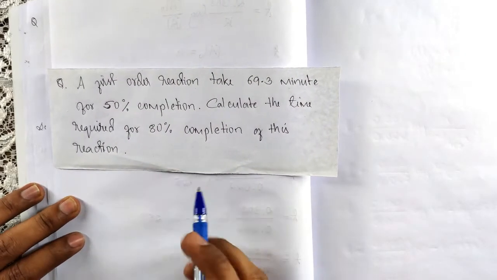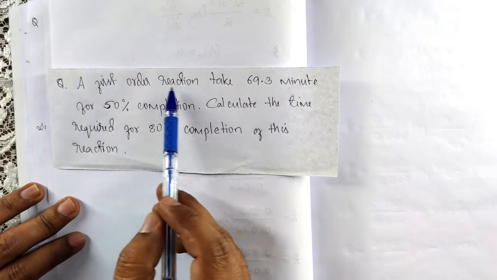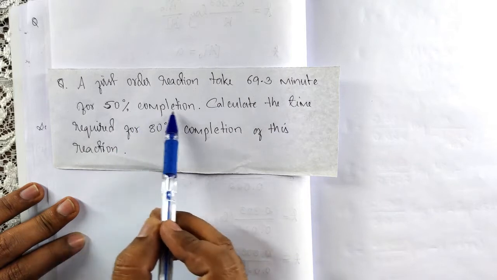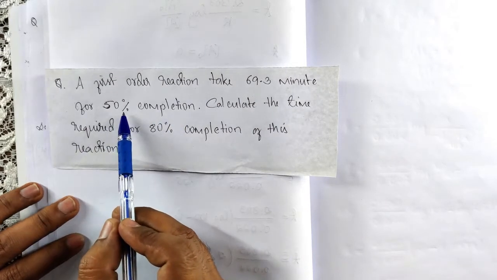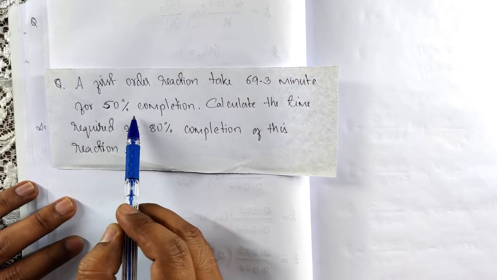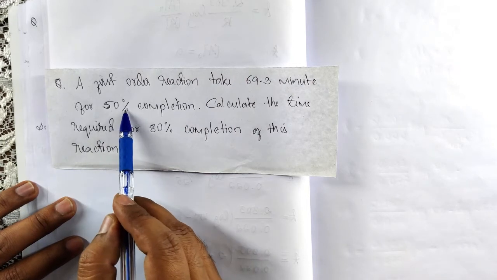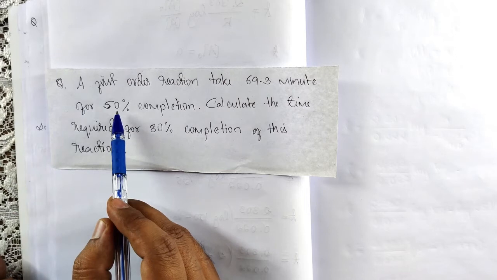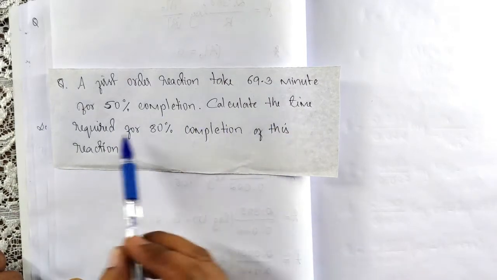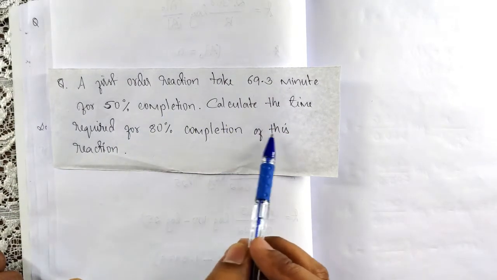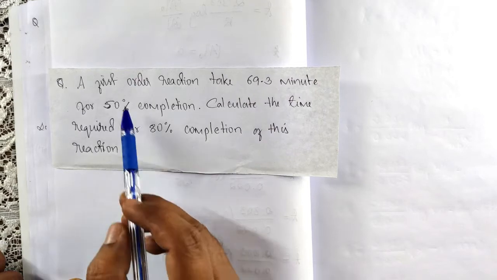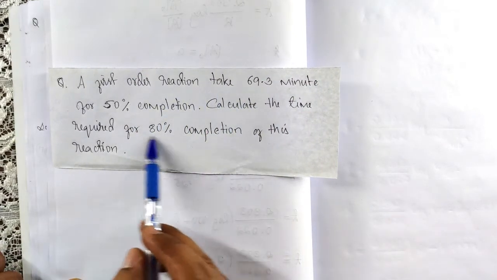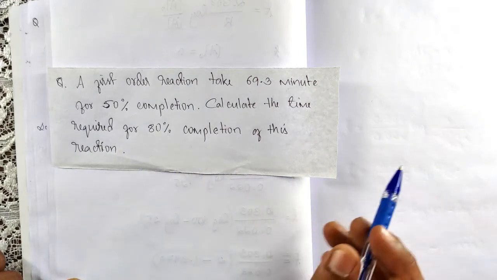So now let's try our next problem. A first order reaction takes 69.3 minutes for 50% completion. So 50% means it is half of 100%. So directly we can go for t half. Whenever 50% is given, you directly go for t half. Calculate the time required for 80% completion of this reaction. So from these we can find k, and using that k again we shall find t for 80%.